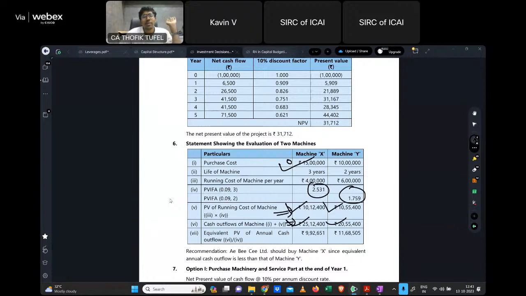This is the NPV, or you can also say the cash outflow of the machinery, the present value of the cash outflow of machineries. And then you have to put the equivalent present value of annual cash flow. You can also put annualized NPV. So what is annualized NPV? This amount divided by the present value annuity factor, 9,92, 11,92. So machine X is better here. Okay, machine X is better here.